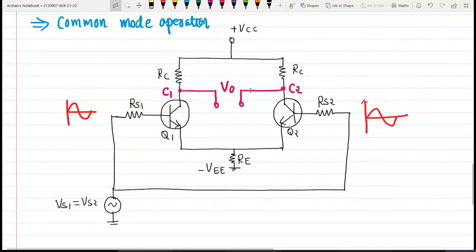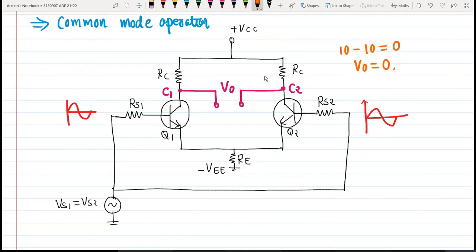Now the output voltage is nothing but the difference between the two collector voltages, which are equal and also in phase. Suppose 10 volt appears at each end, then the output will be 10 minus 10, which is equal to 0. Thus the difference output V0 is almost 0, or you can say negligibly small. Ideally it should be equal to 0.